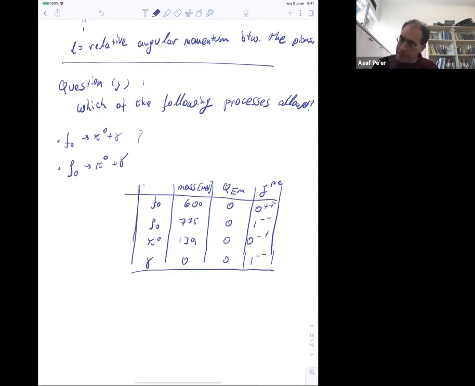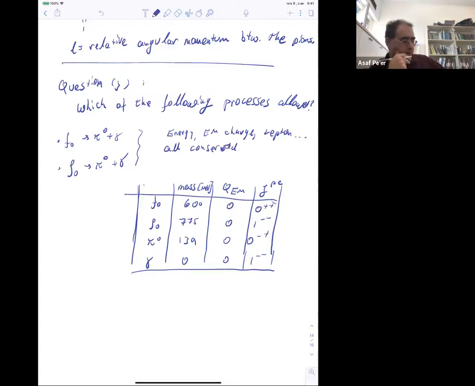So in both these processes, we have that energy, electromagnetic charge, baryon number, lepton number, everything is conserved. So there is no problem. Energy, EM charge, lepton number, all conserved. These are electromagnetic decays, so P and C must be conserved.